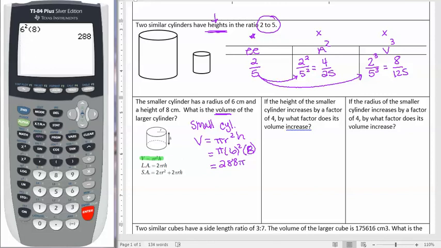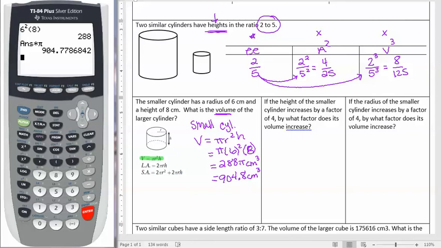Well, if I wanted to multiply that out, because maybe my answer does have a pi in it, I do that in my calculator, and I get 904.8. By the way, the units on this were centimeters, so I'm dealing with centimeters cubed. Don't want to forget that. So that's my volume of the smaller cylinder. Well, that's not what it's asking me. It's asking me for the volume of the larger cylinder.